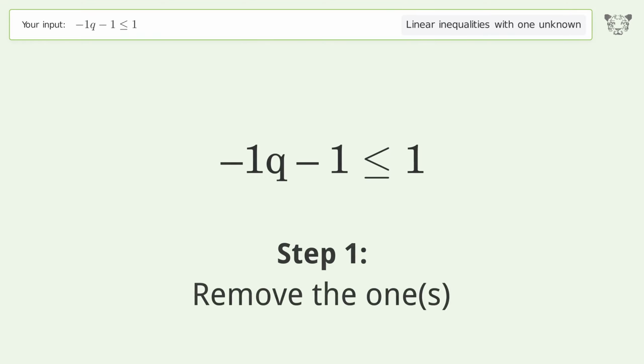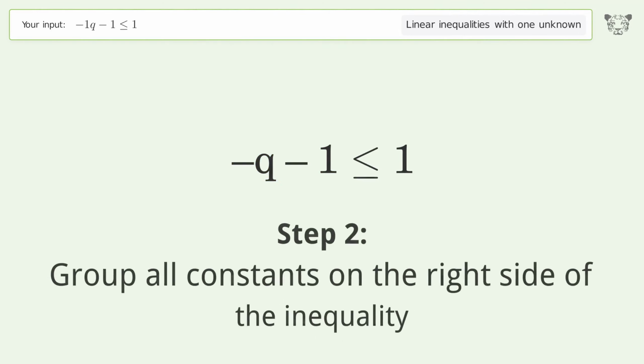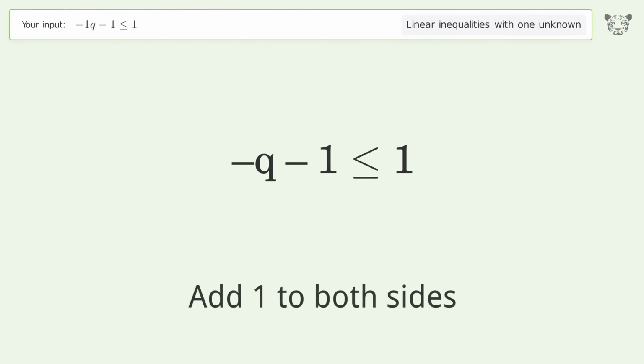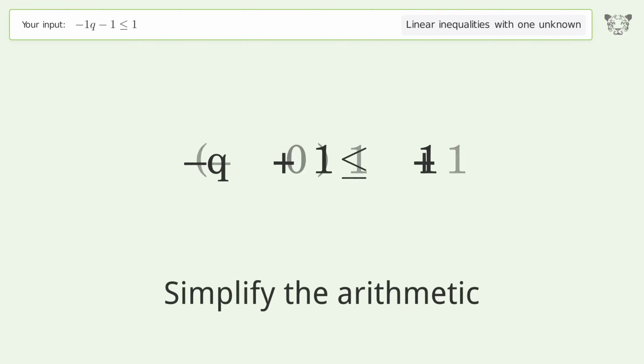Remove the ones. The way a variable's sign changes when it is multiplied by -1, its absolute value does not. Therefore, we can eliminate the 1. Group all constants on the right side of the inequality. Add 1 to both sides. Simplify the arithmetic.